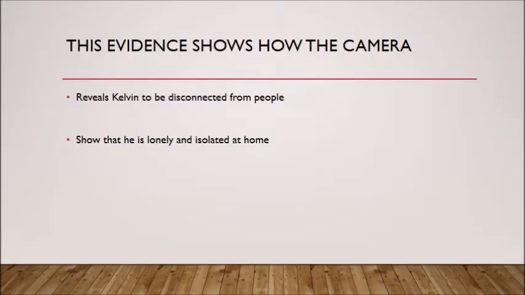So really what we're saying is that the camera reveals Kelvin to be disconnected from people, and that's reinforced by these examples. It also shows that he's lonely and isolated at home. So hopefully this evidence really is relevant to that and demonstrates what we understand.